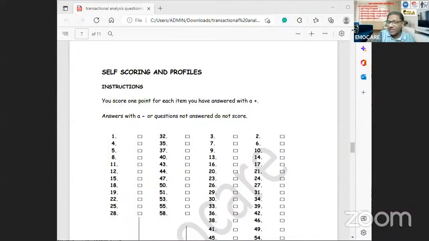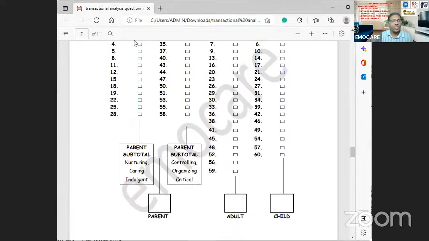See, the aspect is very, very simple. If you have given plus, give 1 point. If you have given minus, leave it. So, according to the question, just start marking it. For 4th question, if it is minus, leave it. 5th question, if it is plus, 1. Like that put. And afterwards, total this and put it here. Both these total, put it here.